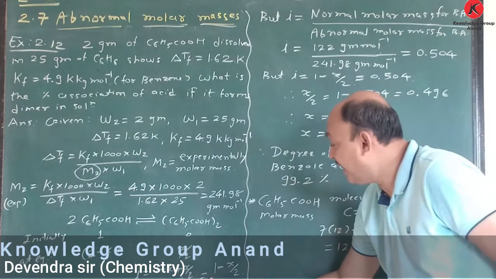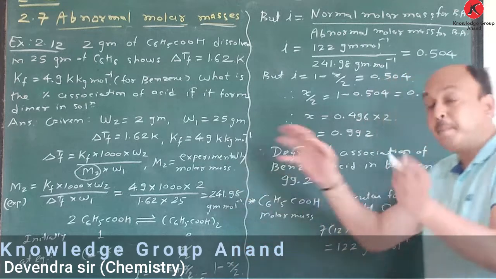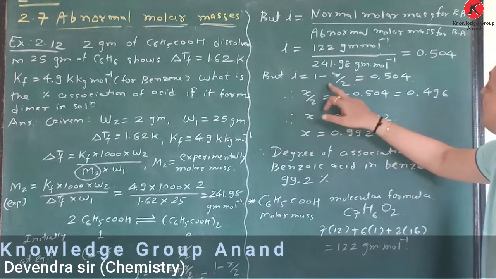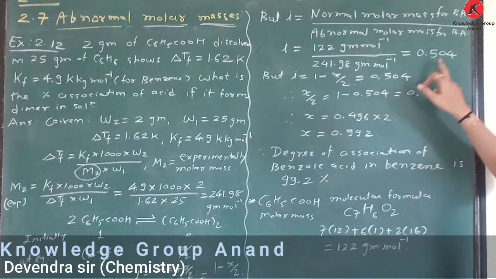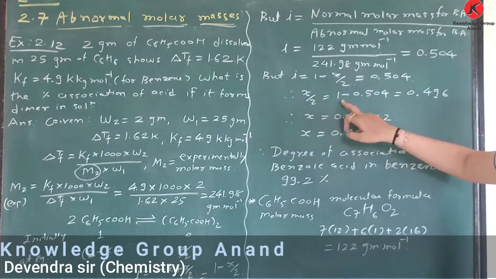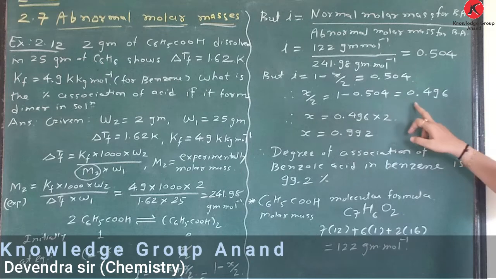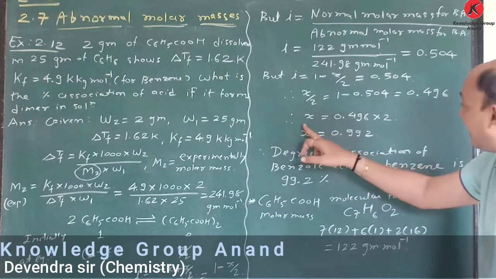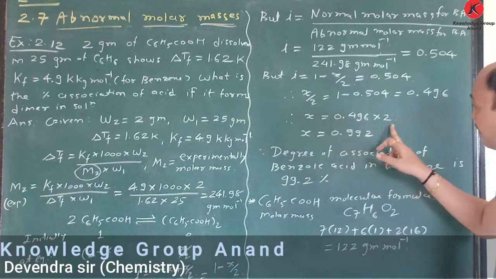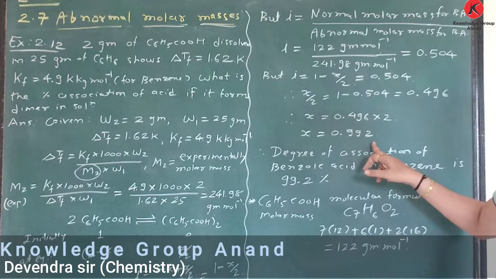But what is this i? i is equal to 1 minus x by 2. Compare these two equations. So i is equal to 1 minus x by 2 is equal to 0.504. So x by 2 is equal to 1 minus 0.504, so x by 2 is equal to 0.496. So x is equal to 0.496 into 2, so x is equal to 0.992.